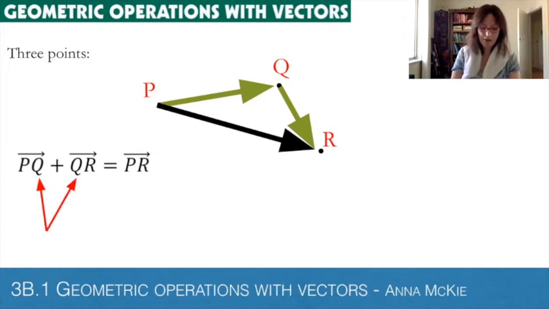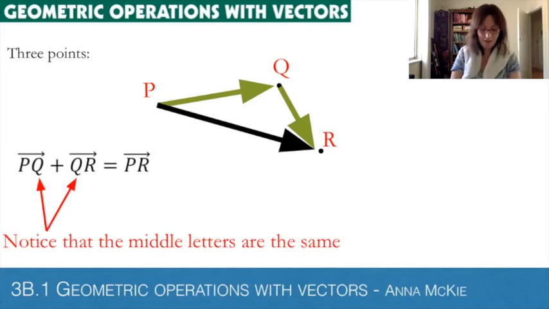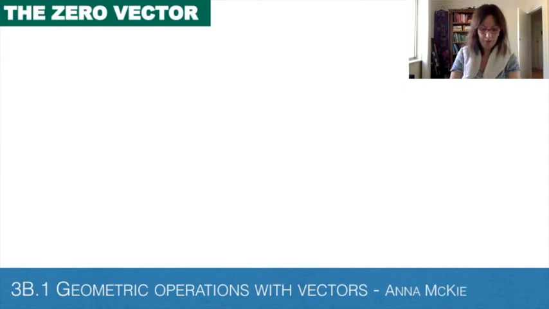So P to Q plus Q to R. Notice that the middle letters are the same. One way you might like to remember this is, I'm sure there's some games out there where you've got coloured marbles or something and you have to match them, and once they're all next to each other, they disappear. Imagine it's like that. You've got to get the middle letters matching next to each other for vector addition or subtraction to work.